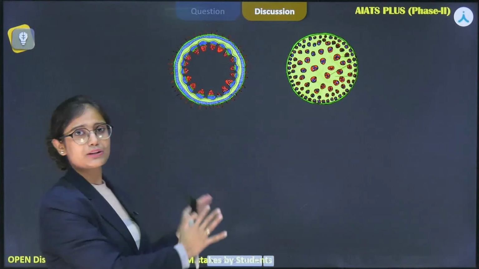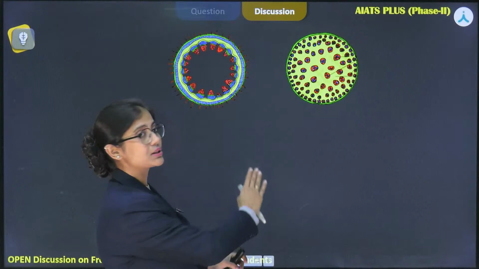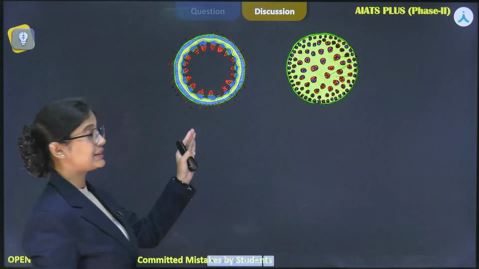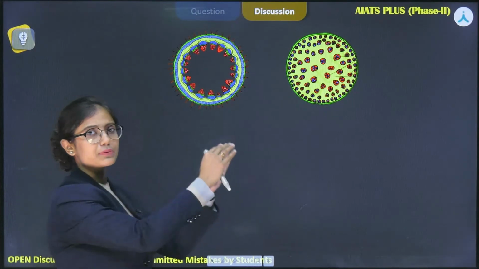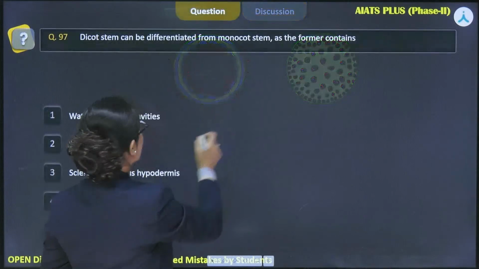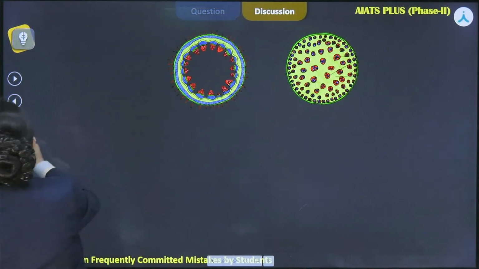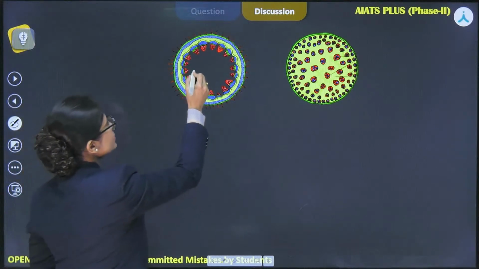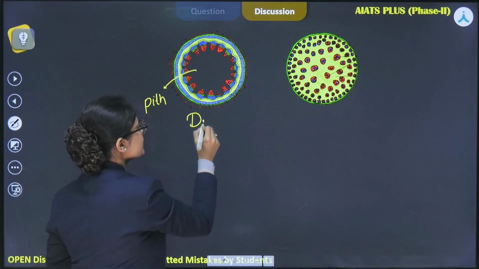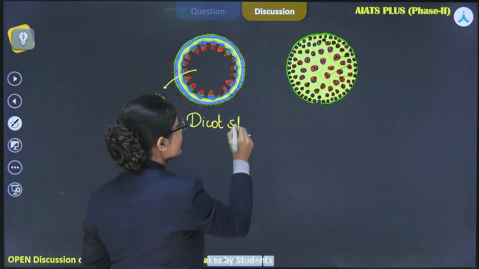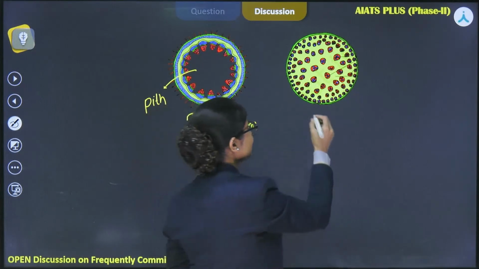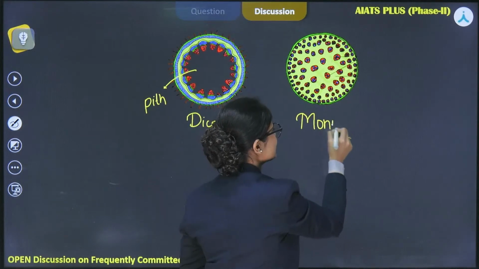Now first of all let's see how they look. If two such diagrams come in front of you, how will you distinguish which of these is dicot and which is monocot? If we see the transverse section of the dicotyledonous stem, it will look like this. That means it will have a very huge area in the middle, which is known as pith. So if this structure is seen, then it is a dicot stem. If the transverse section of a plant looks like this, then it will be a monocot stem TS.